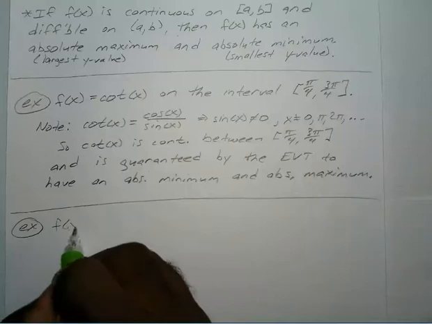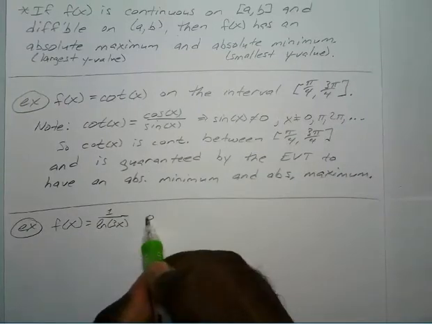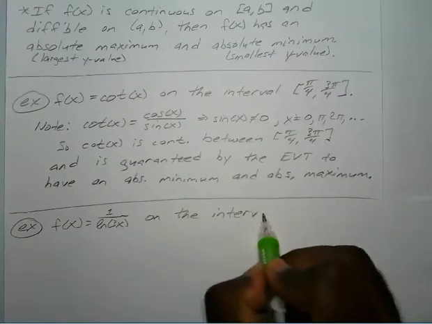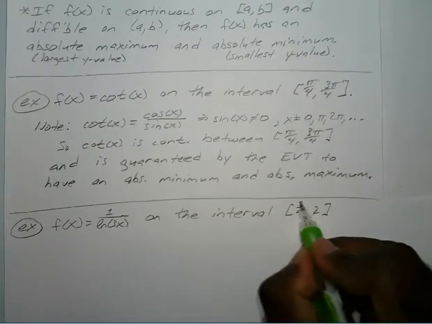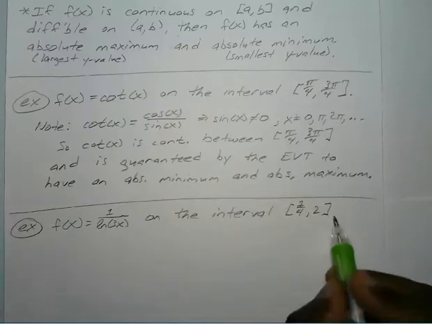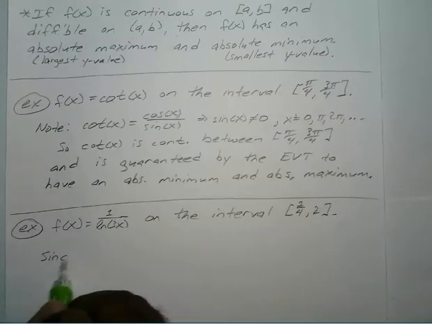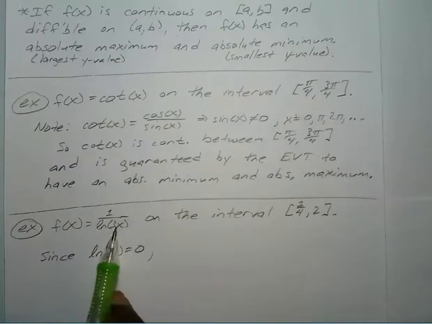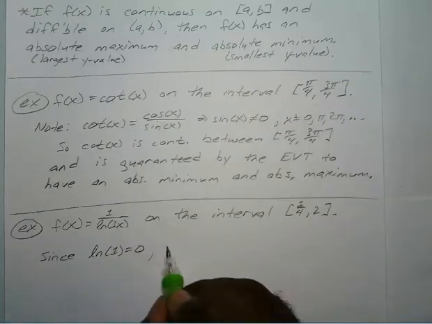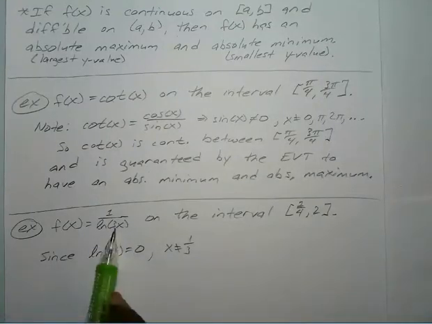Okay, so what if we have f of x equals 1 over natural log of 3x on the interval x equals 1/4 to 2. Alright. So, what do we know? Once again, we know that our denominator can't equal 0. So, since natural log of 1 equals 0, we know that we cannot let that equal 0. So we know that x can't equal 1/3 because 3 times 1/3 is 1. Natural log of 1 is 0, so you'll have a denominator of 0.